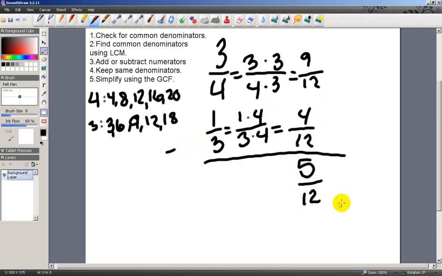And then I simplify using the GCF. The GCF of 5 and 12 is 1. Therefore, I know that I have the simplest form of the fraction. That is how we add or subtract fractions.